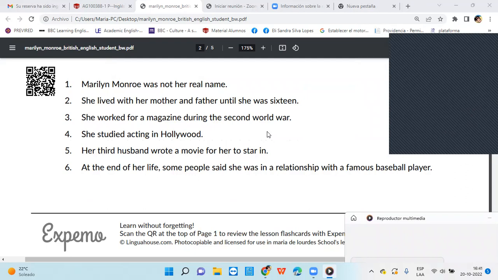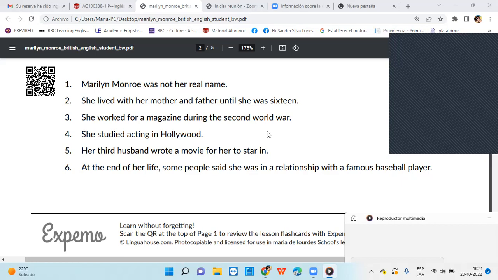Marilyn Monroe was not her real name. That is true, because her name was Norma... Norma Jean Baker. Yeah, right. Good. Let's see number two, Catalina.